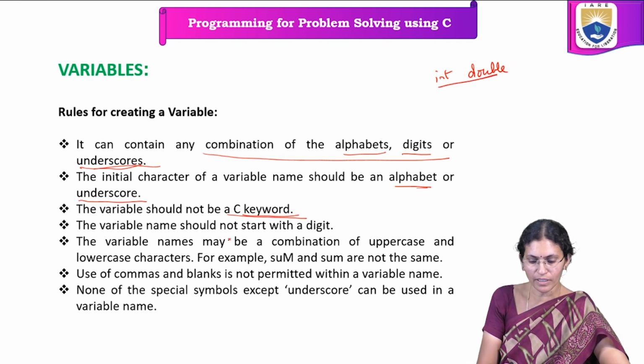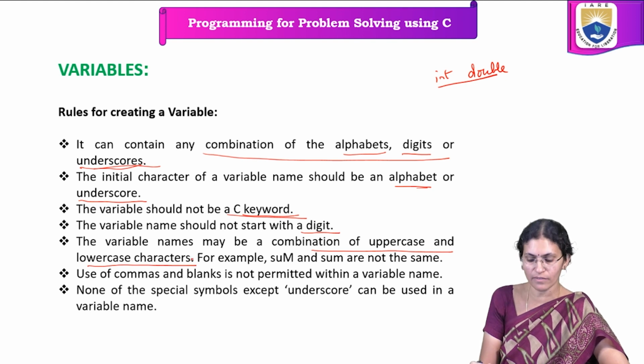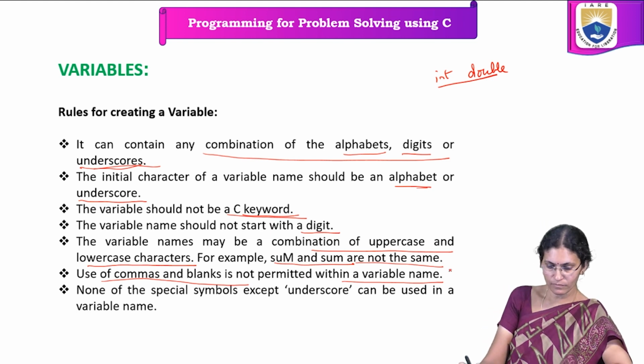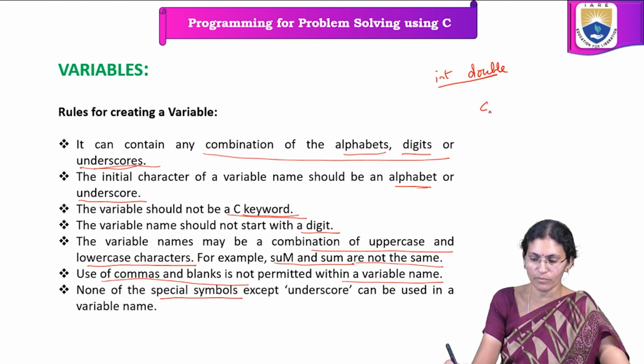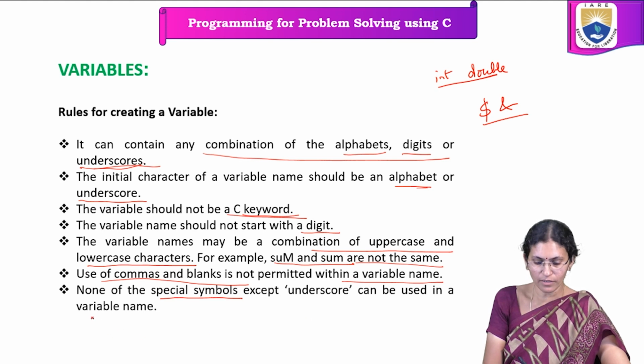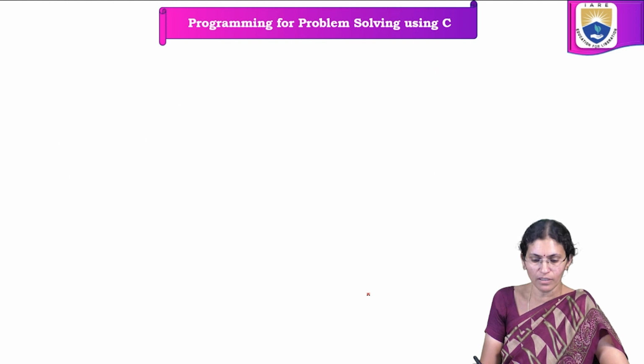A variable name should not start with a digit. Variable names may contain a combination of uppercase and lowercase letters. For example, Sum and sum are not the same. Use of commas and blanks is also not permitted within a variable name. None of the special symbols can be used in the variable name, except underscore. Only underscore can be used in the variable name.